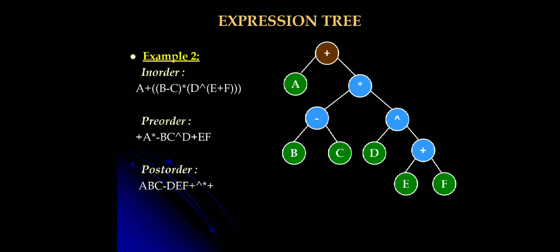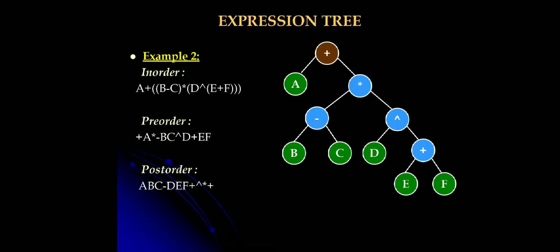Coming to the next example. This is again an expression tree. You can observe leaf nodes are operands and non-leaf nodes are operators. And if you do the in-order traversal, this is the infix expression you are getting: A plus B minus C star D cap E plus F. So first go to the left subtree, visit the node A, then after traversing the left subtree in order, we visit the root of the tree, it is plus.